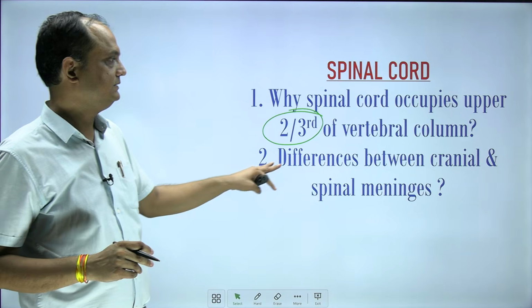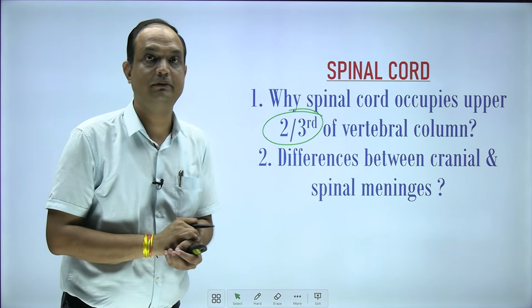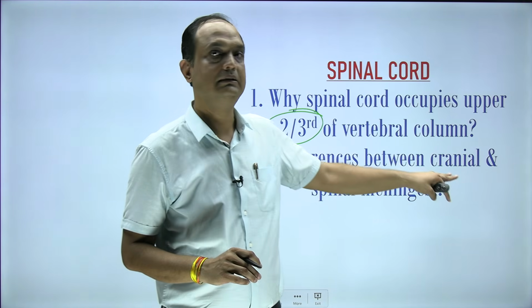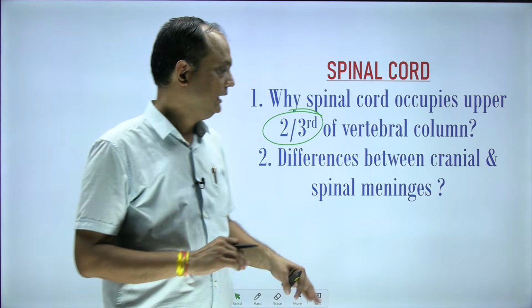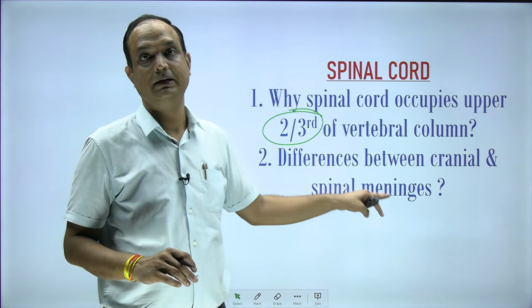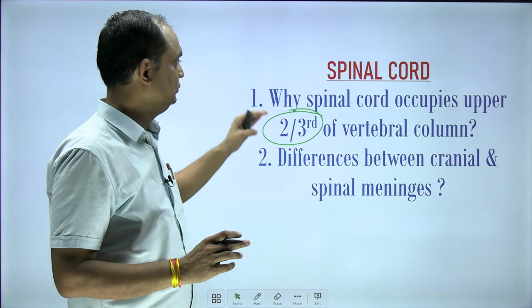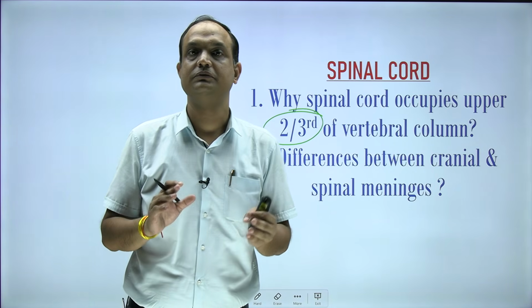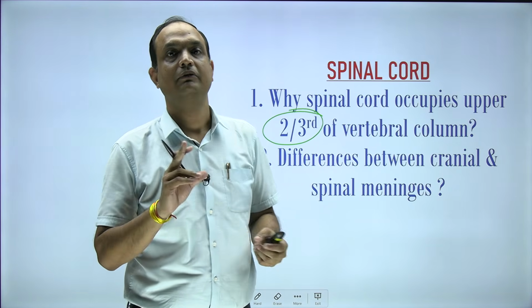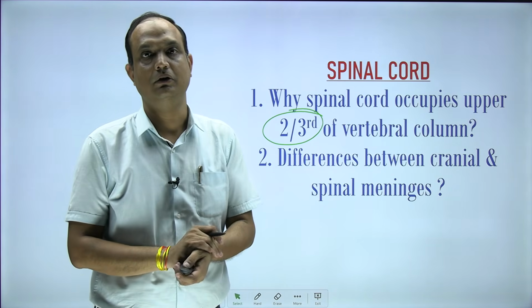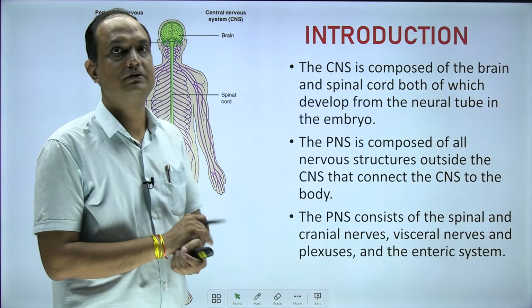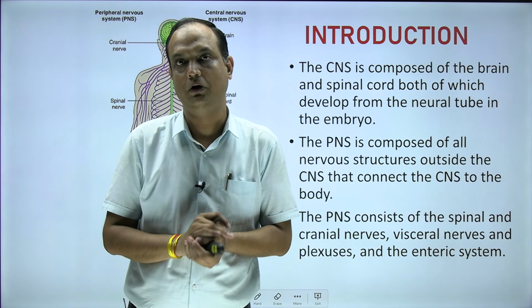And the second question is, what are the differences between the dura mater around the brain, that means the cranial dura, and the dura mater and other meninges around the spinal cord? Clear? So these are the two very important questions which you should always keep in mind whenever you are reading the spinal cord. So let's first discuss what we mean by the spinal cord.